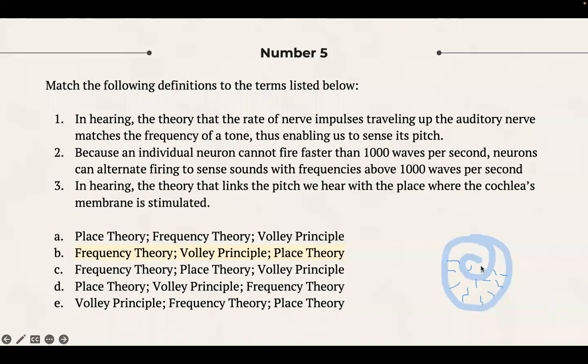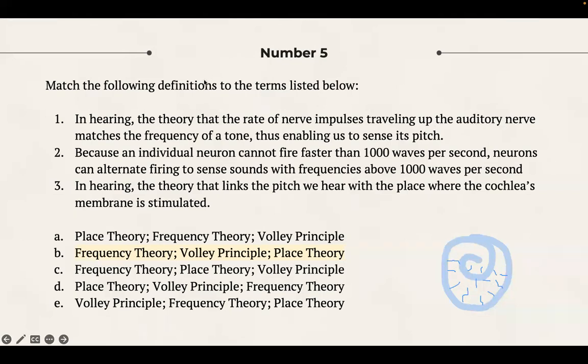Now, according to frequency theory, that's the first one listed here, the theory that the rate of nerve impulses traveling up the auditory nerve matches the frequency of a tone, thus enabling us to sense pitch, is what I explained in the transduction process, right? If the frequency is really, really fast and those little cilia, those little hairs are moving really, really fast, our ear down the auditory nerve will send a specific neural impulse that says this is fast, this is high pitched, right? If they're moving really slowly, if the frequency is very low, right, it's going to be interpreted as low pitch.